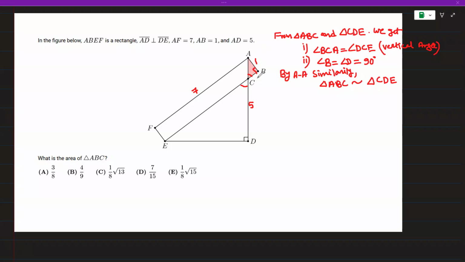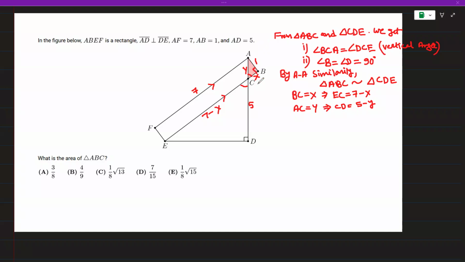Now we assume BC equals x, AC equals y. If BC is x, that means EC will be 7 minus x, since this line length will be equal. So if BC equals x, that means EC equals 7 minus x. Now we are assuming AC equals y, that means CD will be 5 minus y.